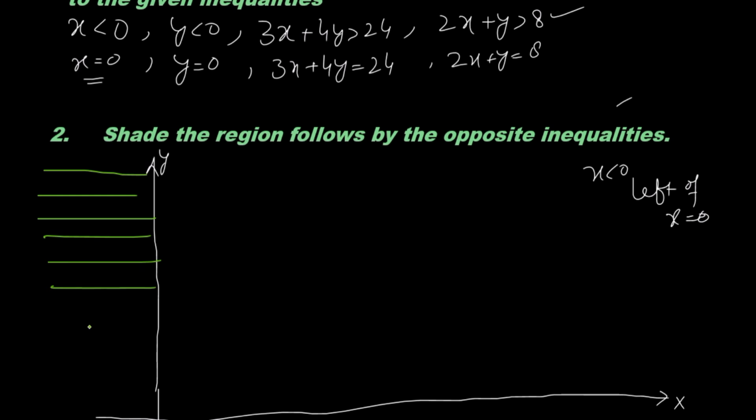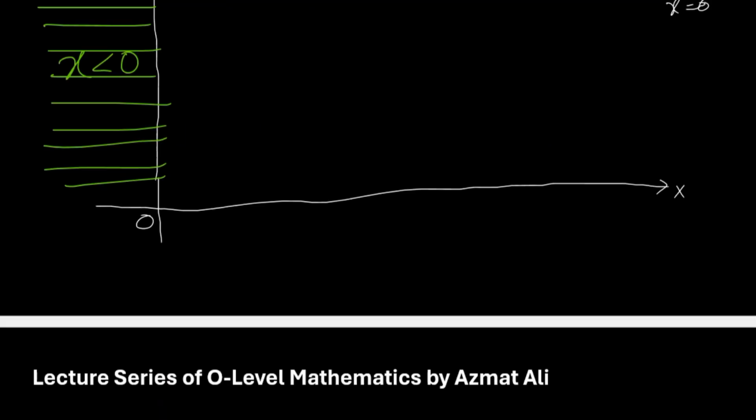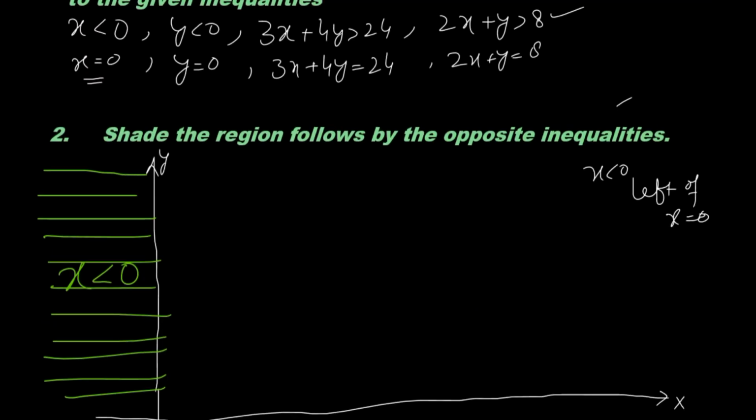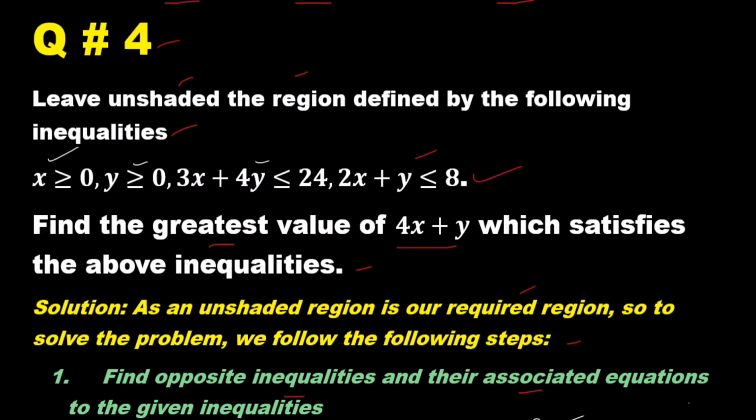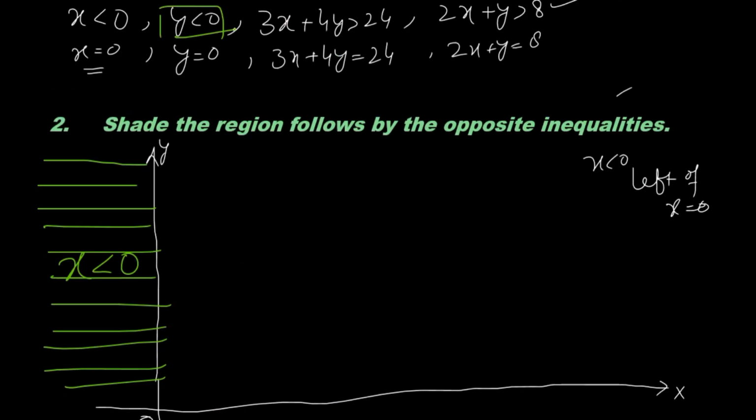This represents the graph of x less than 0. This graph lies in the second and third quadrant. Next one is y less than 0. Y less than 0 means the graph below the x-axis, because the boundary line or associated equation of y less than 0 is y is equal to 0. What does y is equal to 0 represent? Y is equal to 0 represents just the x-axis. So y less than 0 means below the x-axis.